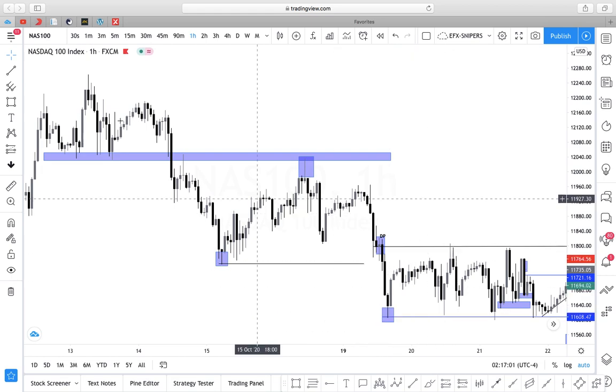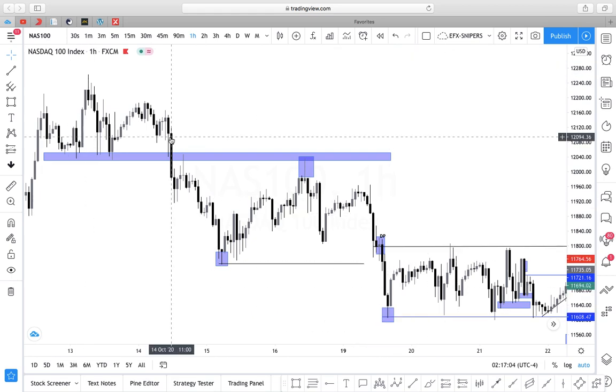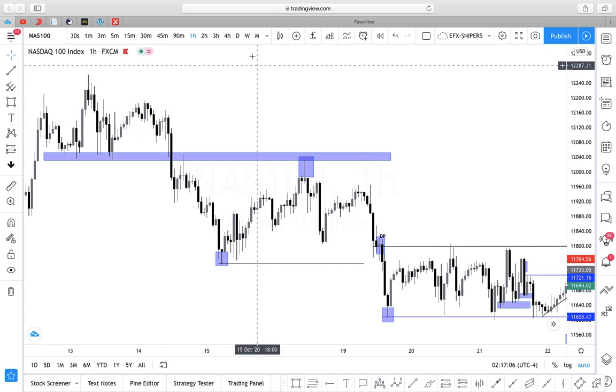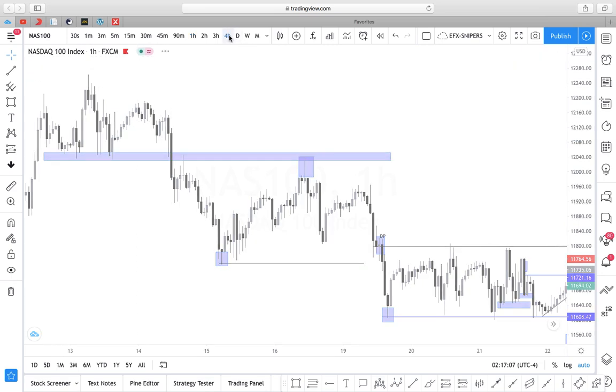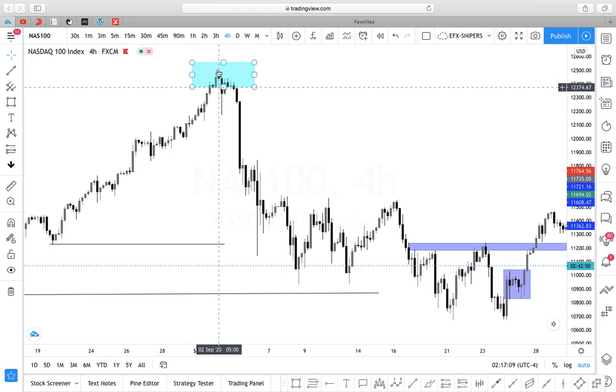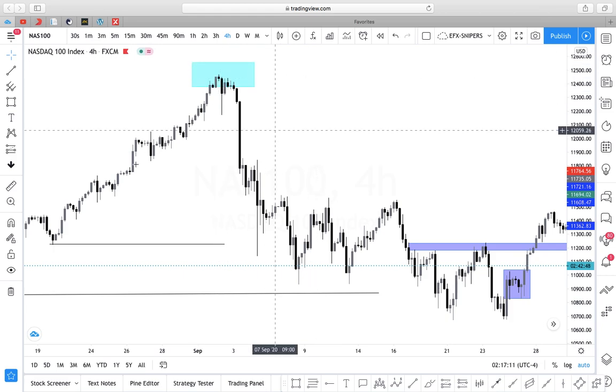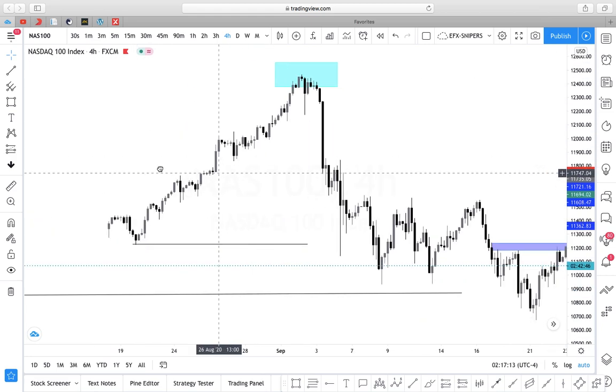So they push. If we check properly, the structure has already changed. We are going to the downside because on H4, market failed to print a higher high. You see, market failed to print a higher high to take out this high. Now they print what we call a lower high.